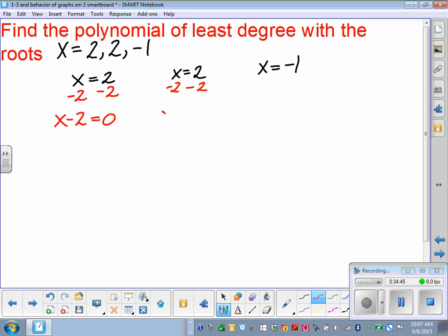Subtract 2. So that leaves you with x minus 2 is equal to 0. That adds up to be 0, just so you know where I'm getting the zeros. I'm going to add 1 to both sides. So now I have my linear factors. x plus 1 is equal to 0.